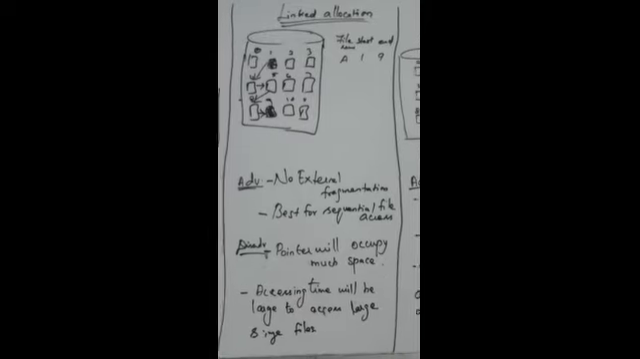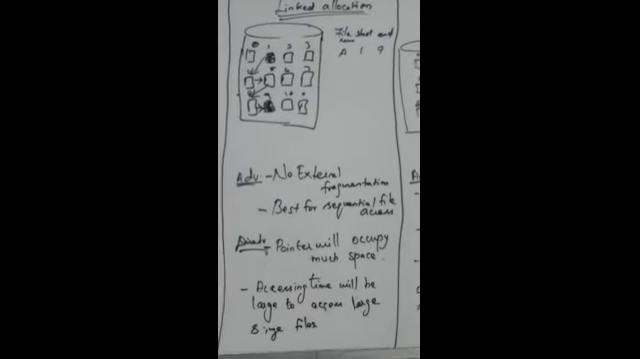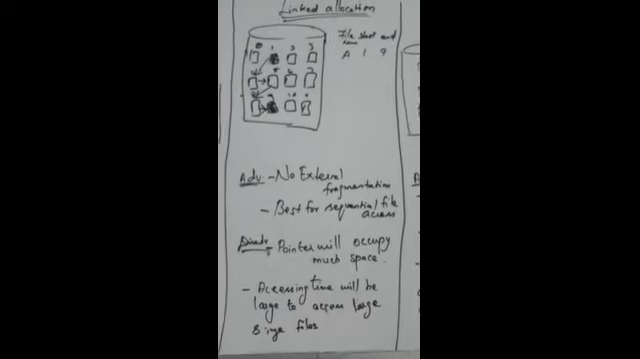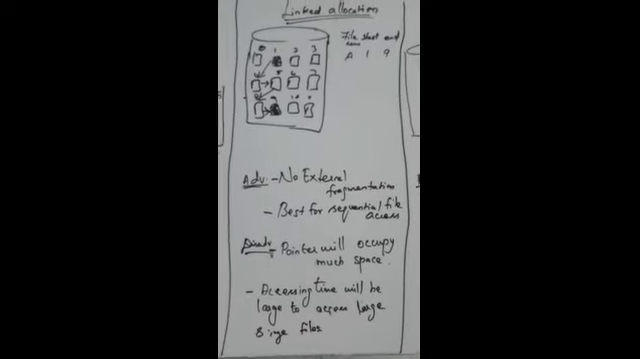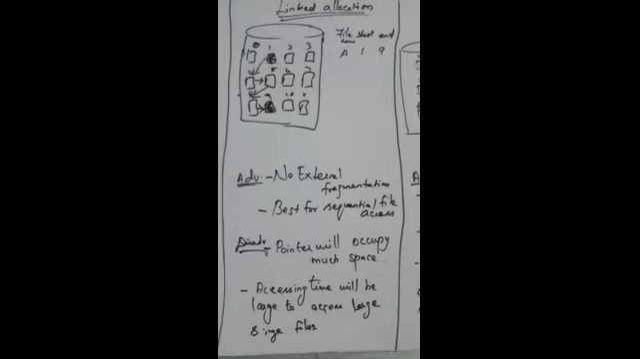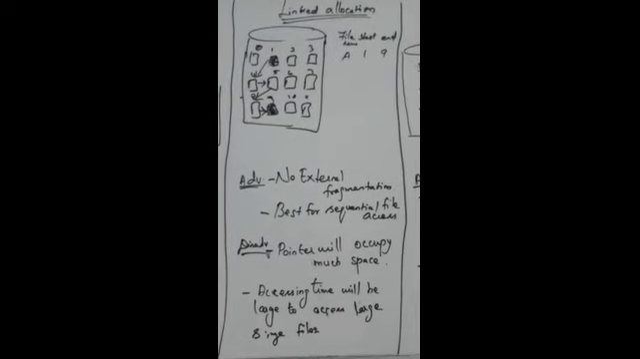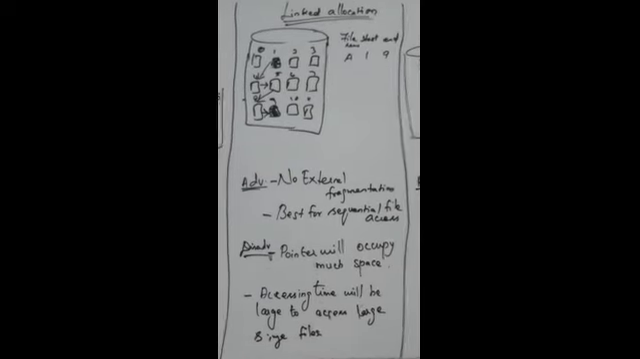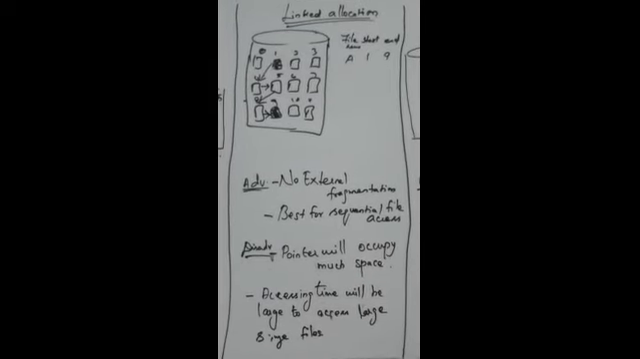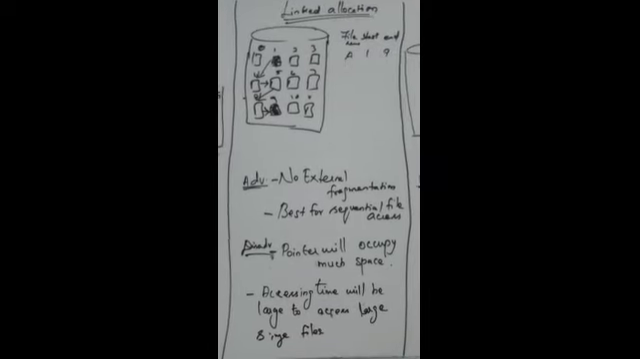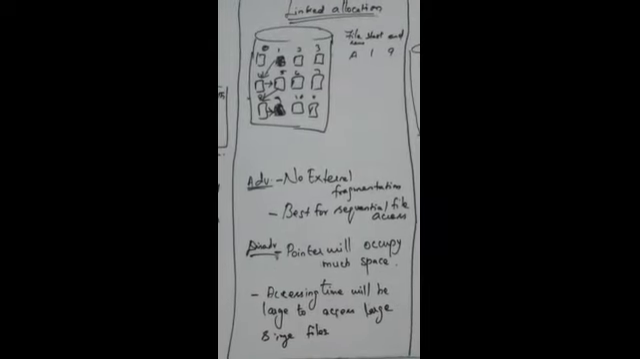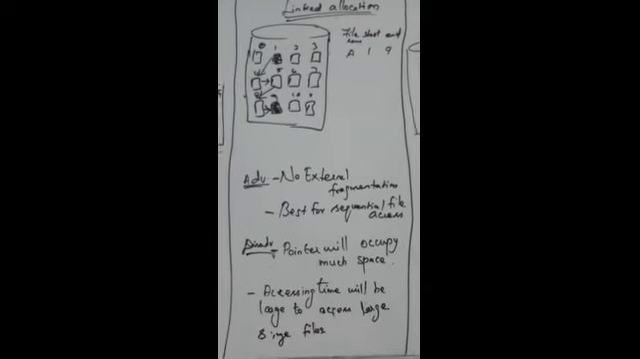The next allocation method is linked allocation. See the diagram. Here also there are 12 blocks. Next to it is a table, in which the file name, the starting block number and the ending block number are mentioned. That means file A starts from block number 1 and ends at block number 9. There isn't any specification about the in-between block numbers.